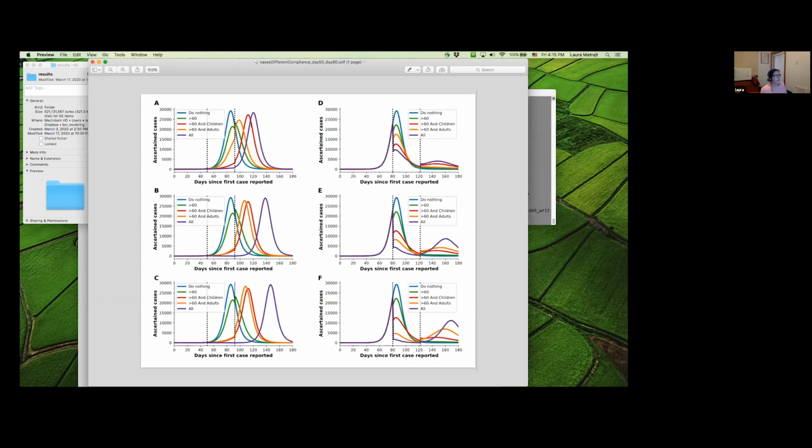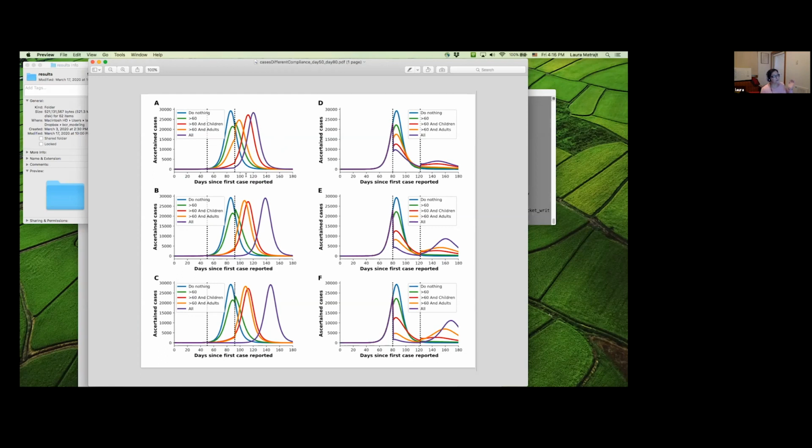In these panels, the top row considers adults reducing their contact rates by 25%, the middle row is at 75%, and the bottom row is at 95%. Then we investigated different timings at which these social interventions start. The column on the left is if they are started 50 days after the first case was reported. We chose 50 days because that's approximately what happened in Seattle.